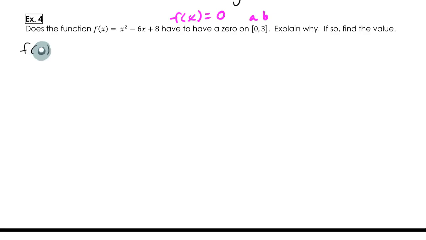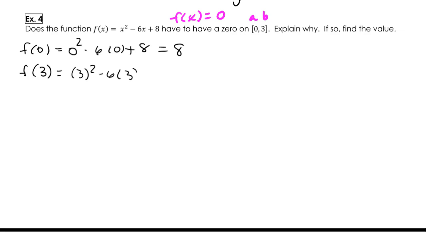Let's fix that. We don't want to write an A in there. So f of A, oh, did it again. Sorry, guys. So f of 0 is 0 squared minus 6 times 0 plus 8, which is 8. F of B, which is f of 3, is 3 squared minus 6 times 3 plus 8. And that's going to give us -1. So we found our f of A and f of B.